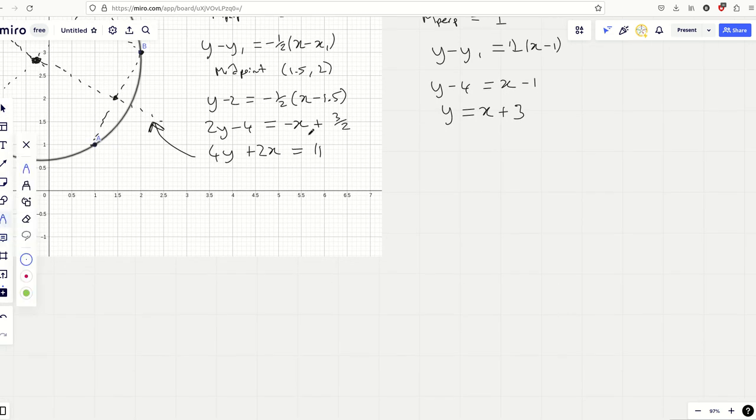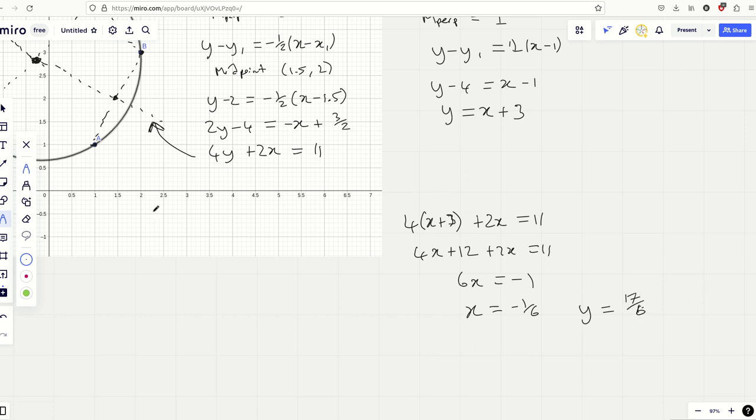And so I'm going to plug it in here. So 4 times x plus 3 plus 2x equals 11. So 4x plus 12 plus 2x is 11. That's going to lead us to 6x is minus 1. And so x is minus 1/6. That's a shame. I was hoping for a nice answer. And if x is minus 1/6 and you add 3 to it, y will be 17 over 6.